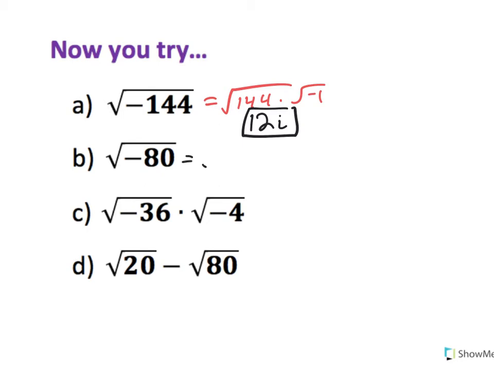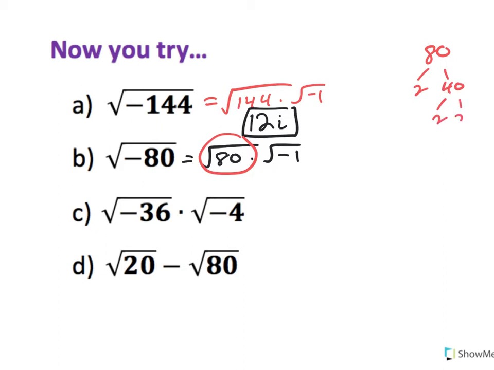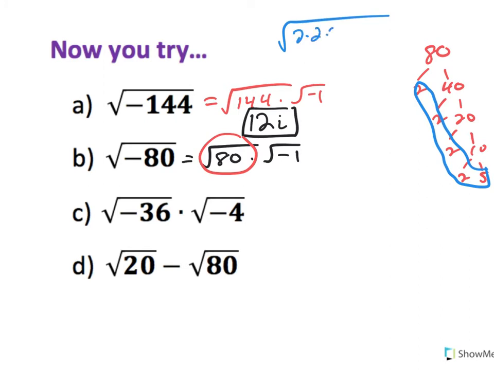For letter B, the first step would be breaking that up as square root of 80 times the square root of negative 1. The square root of 80, if I focus on simplifying that, making a factor tree, it's 2 times 40, it's 2 and 20, 20 is 2 times 10, and so the square root of 80 can be written as 2 times 2 times 2 times 2 times 5.